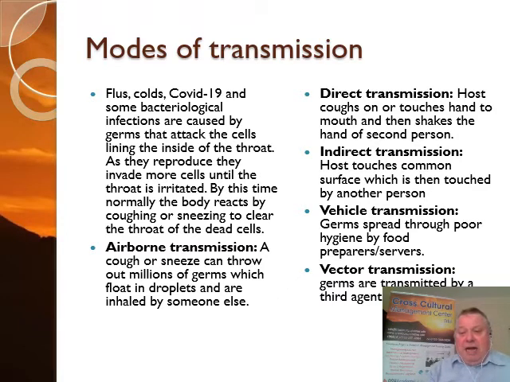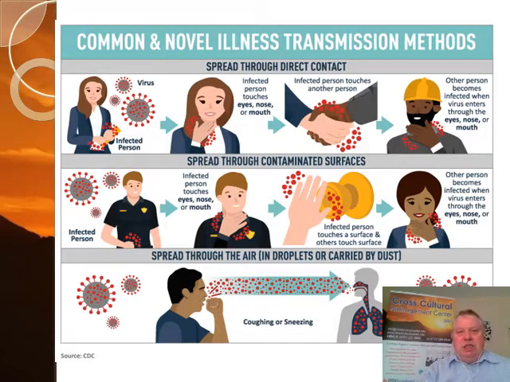And then you have vector transmission. Vector transmission is when you have a third agent, like for example, you have a mosquito, and the mosquito bites you, and then it passes on the disease that you had to somebody else, the next person they bite. And this is true for many tropical diseases where there's a lot of mosquitoes, or other similar things like the tsetse fly, or mosquitoes that cause sleeping sickness, or other types of things. So this just illustrates some of the more popular methods of transmission of respiratory diseases.